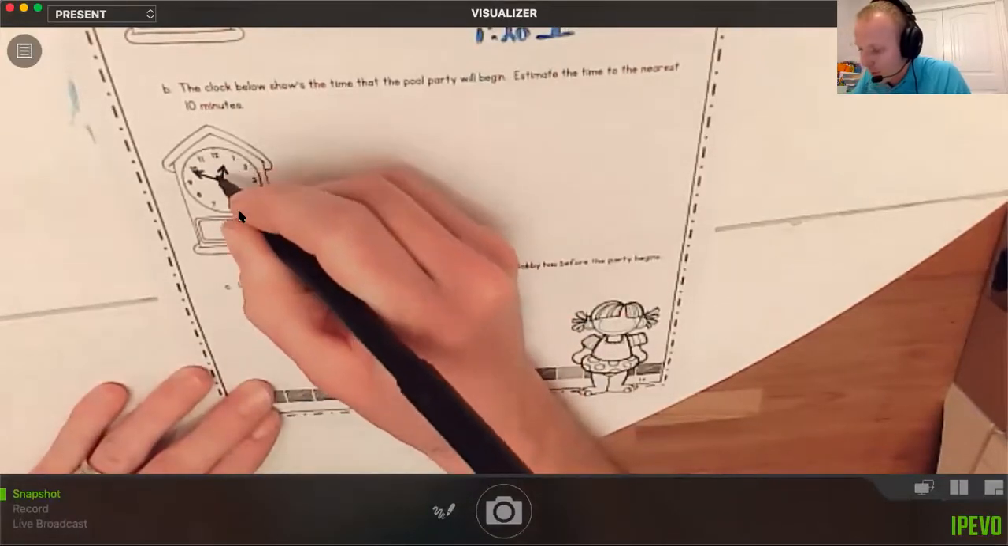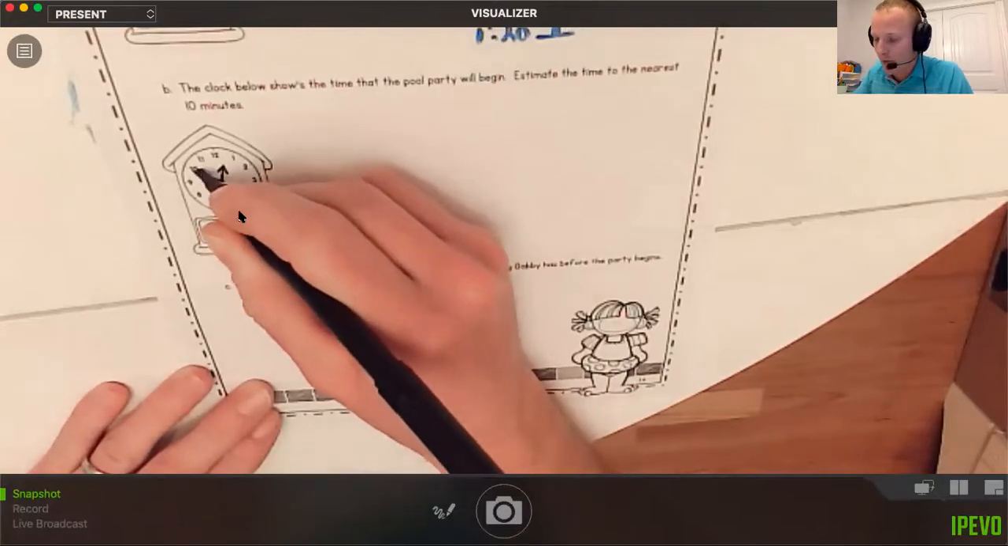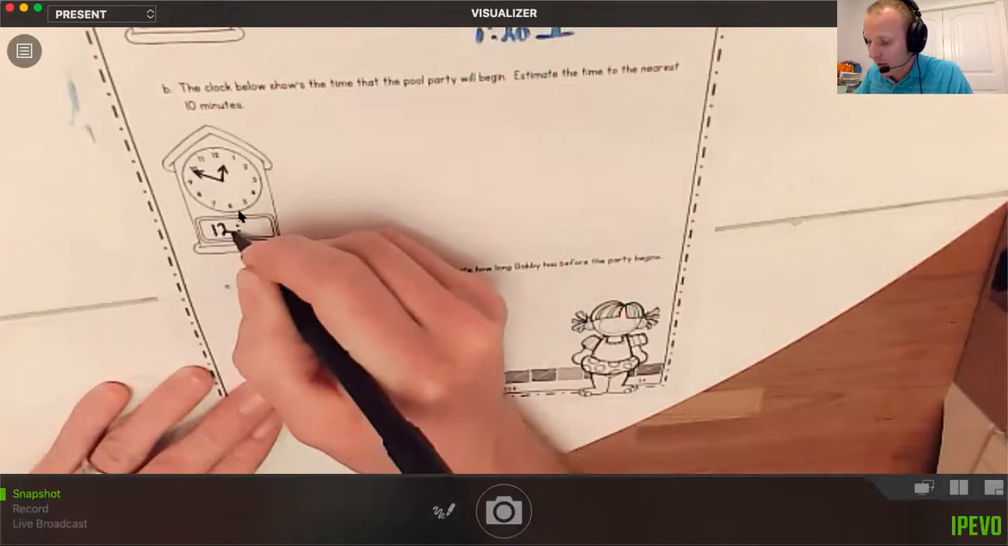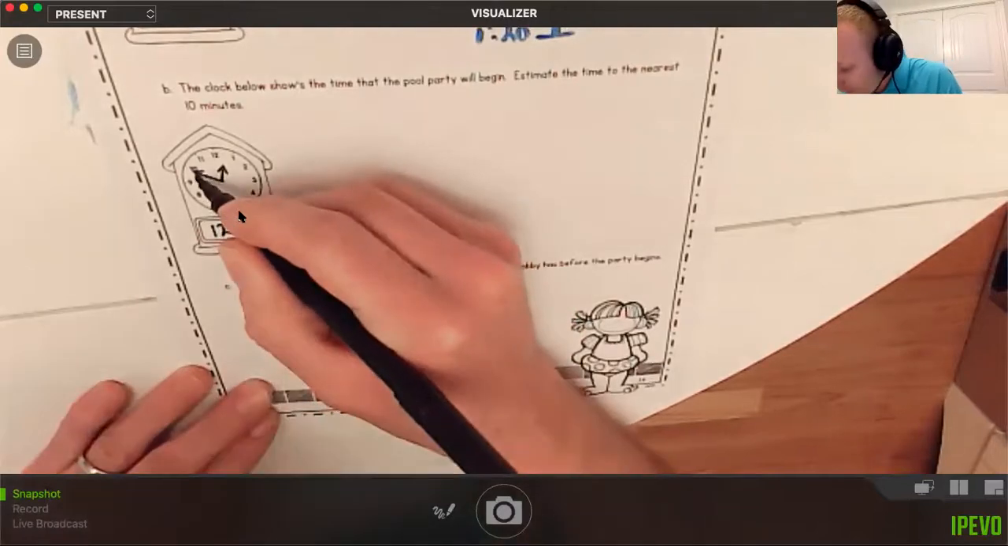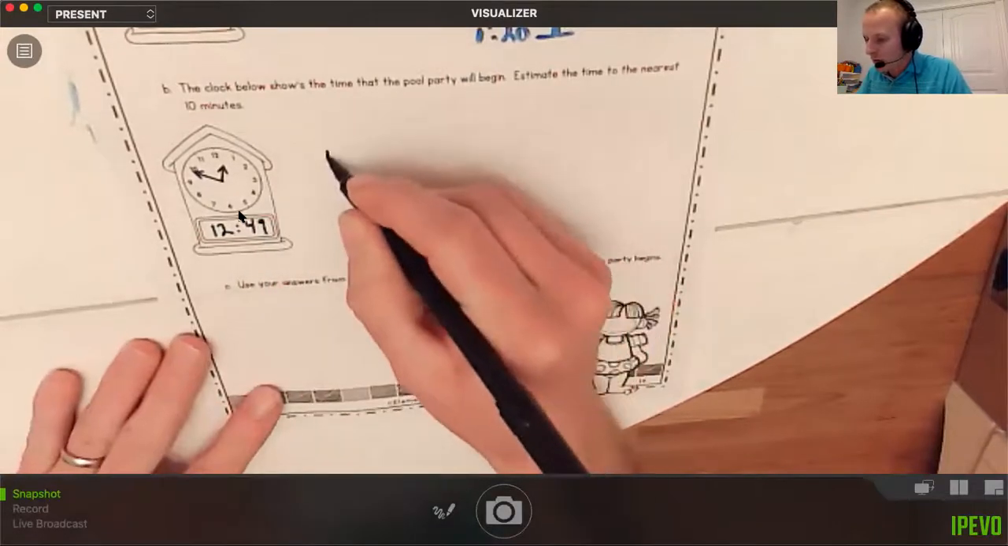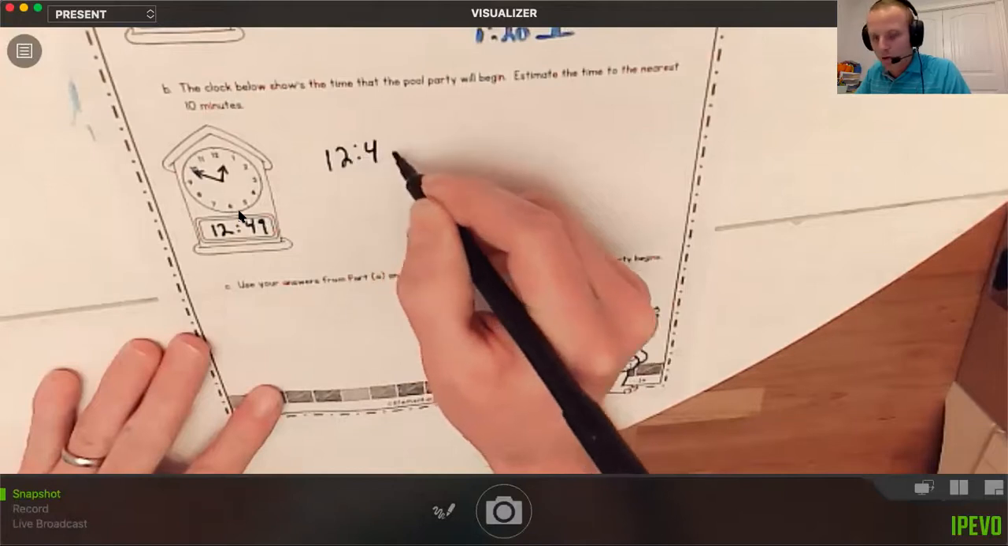We haven't gotten to 1. We know we won't get to 1 until that minute hand gets all the way back up to the top. So it's still in the 12 o'clock hour, and it's not quite 50 minutes, so I would say 49. So it's 12:49.